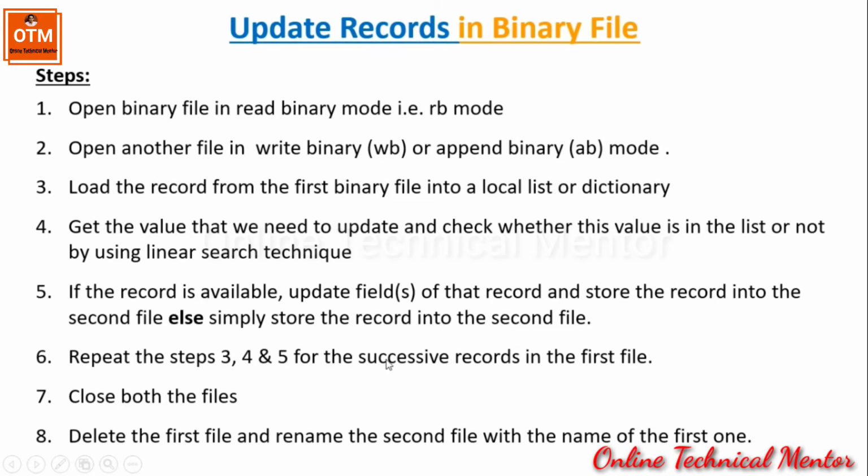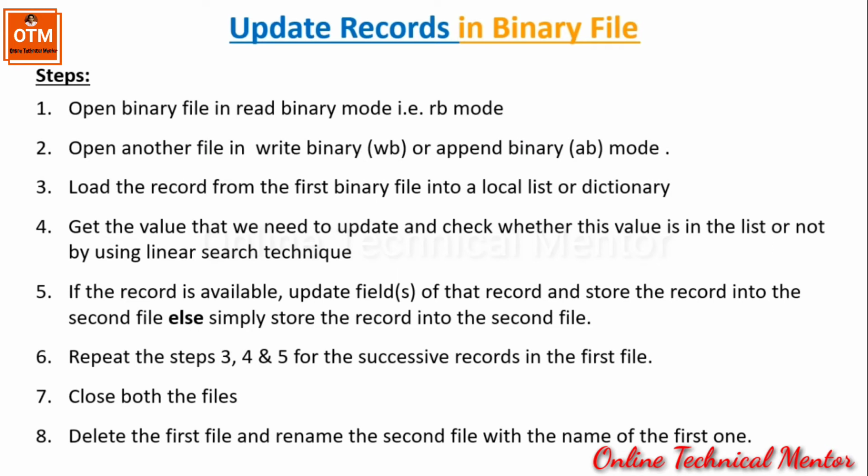Repeat steps 3, 4 and 5 for the successive record in the first file. Close both the files. Now at last, delete the first file because we don't require the first file anymore. Now, rename the second file with the name of the first one. So after the last operation, it will be assumed that the original file has been updated.